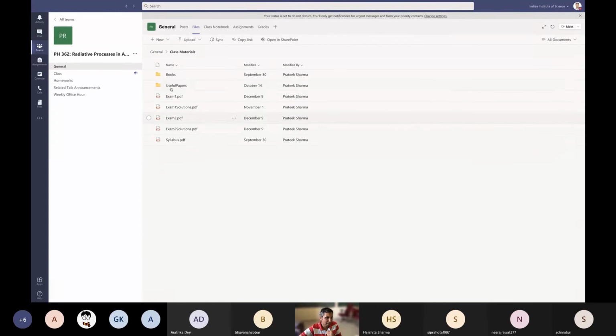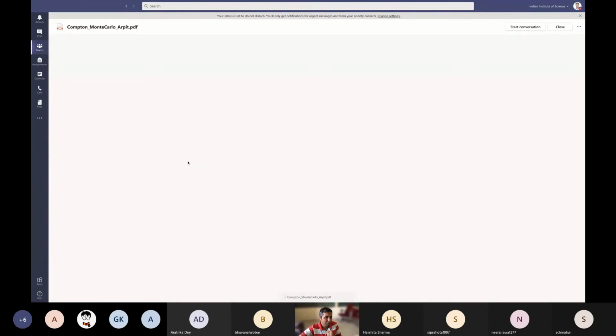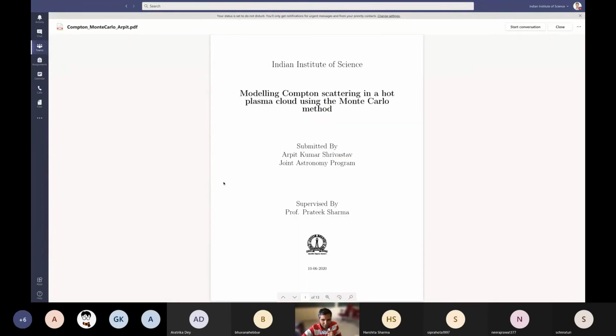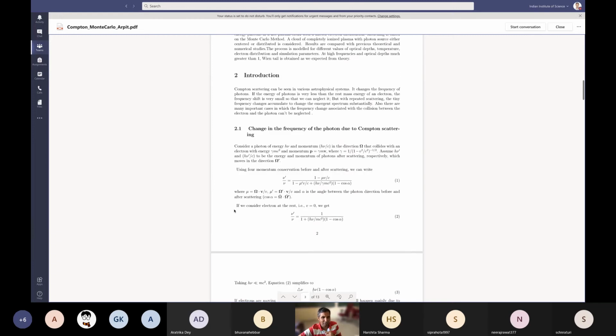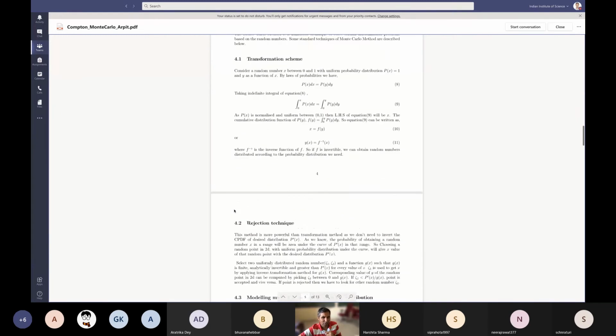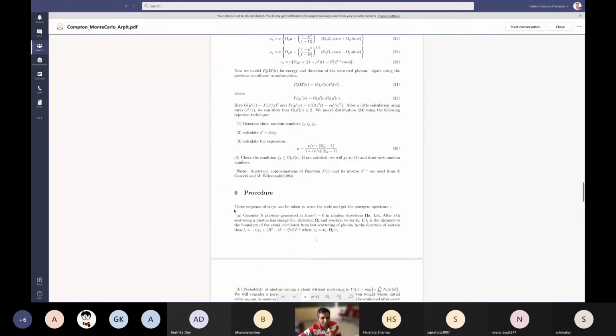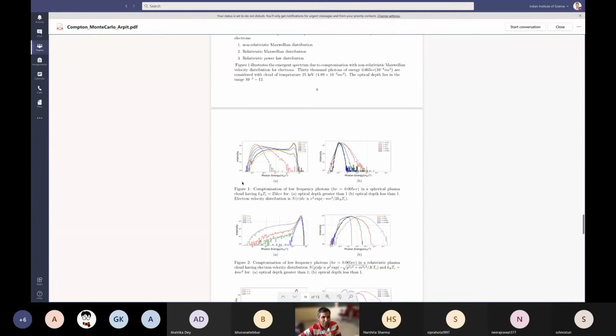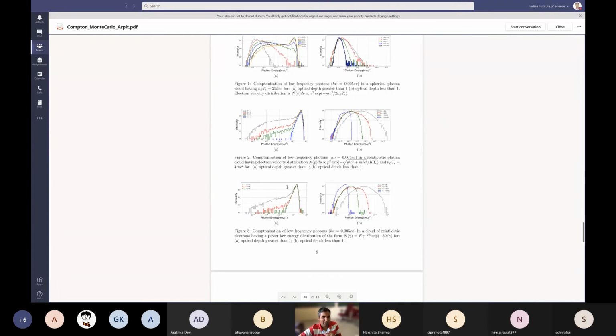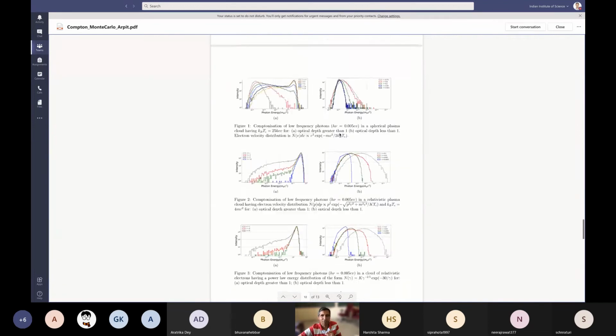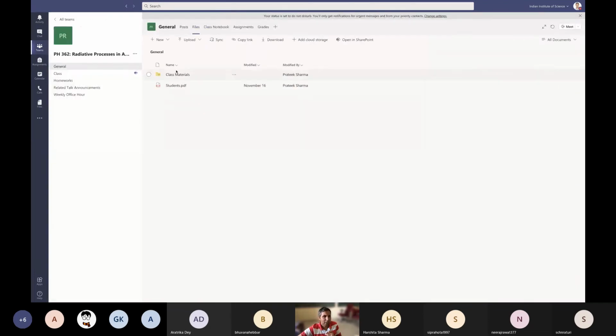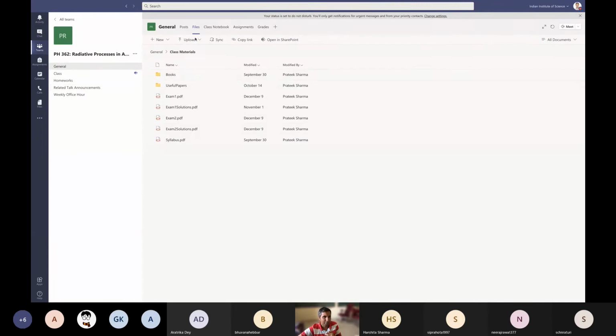I have also put some other useful things. In fact, there was a student who did a project with me on Monte Carlo simulations of Compton scattering, and if someone really wants to get into this, he has done a Monte Carlo simulation of this scattering process and produced the emitted spectra for various parameters. So you may find this useful. Just check out this class material.